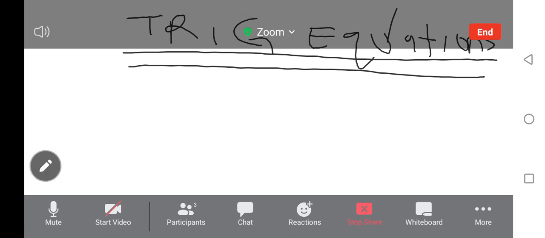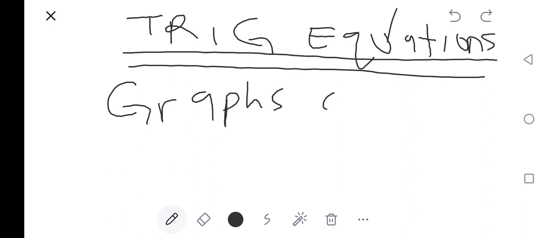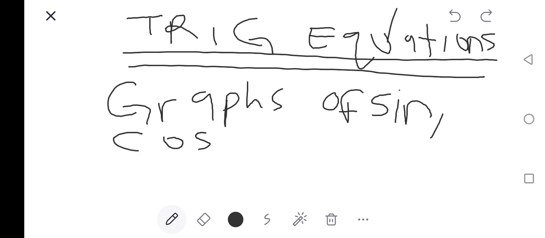So before trig equations, we have to look at graphs. Graphs of sine, cosine, graphs of sine, cosine, not tan.